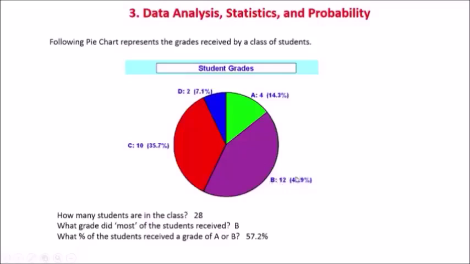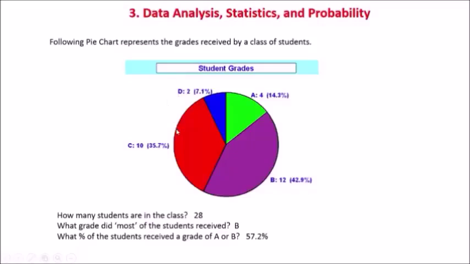So in the pie chart, generally they give you the percent, and sometimes they give you the number also, okay? So you can interpret the purple piece as 12 students who got a B, or it's 42.9%. That means that if the whole pie is 100%, then this piece of the pie represents 42.9%, okay?